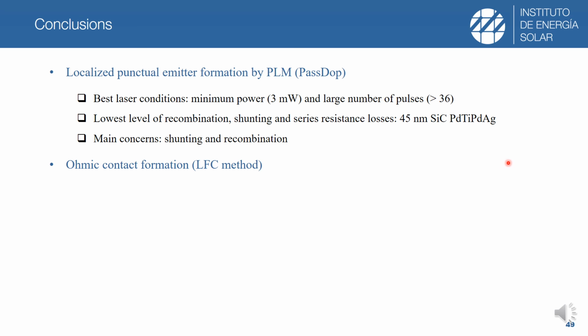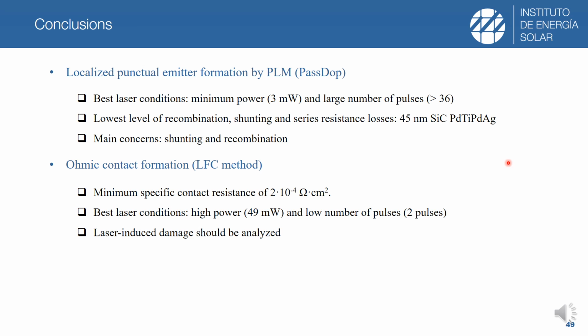In terms of ohmic contact formation by the laser fired contact method, we have achieved a minimum specific contact resistance in the order of 2×10⁻⁴ ohms per square centimeter, the best laser condition being high power and a low number of pulses, contrary to the best condition for emitter formation. Nonetheless, these are the best laser conditions to reduce the specific contact resistance, but the laser-induced effect should still be analyzed, since there should be a trade-off between induced damage and minimizing the contact resistance.